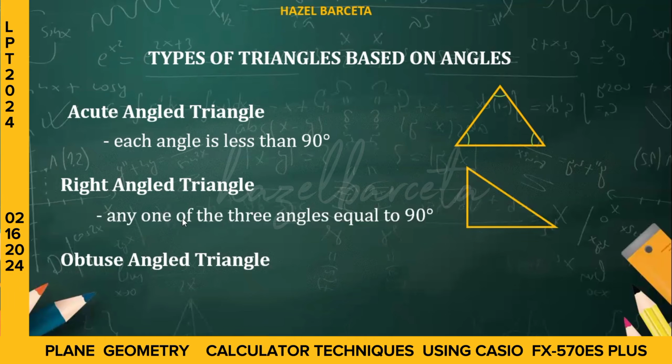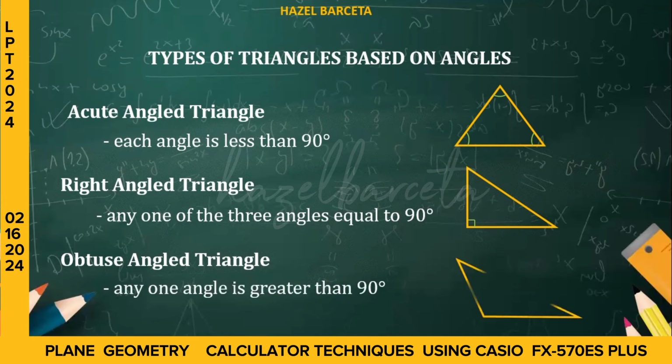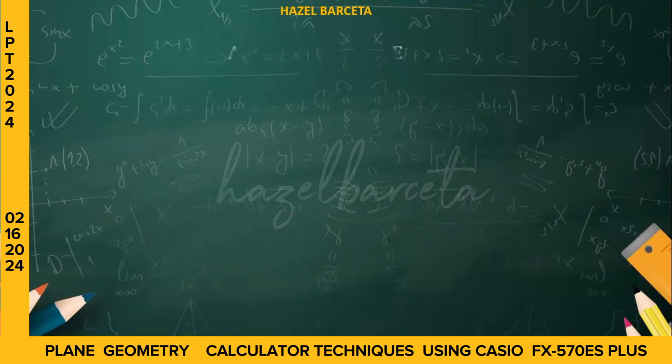And for right triangle or right angle triangle, may isa na 90 degrees. Ayan, ang ating symbol ng 90 degrees or right angle. Obtuse is greater than 90. So, here is our 90 degrees. Mas malaki po siya dyan. That is why obtuse angle triangle. Ayan, memorize niyo na po yan.